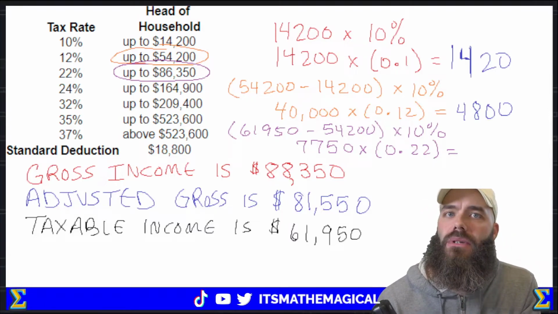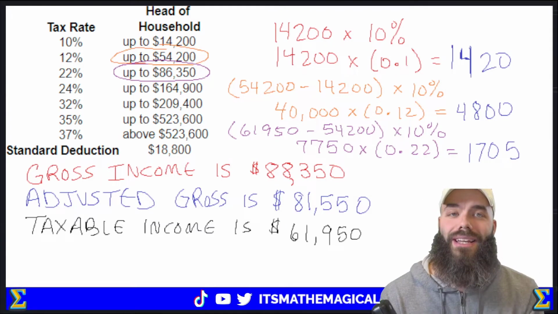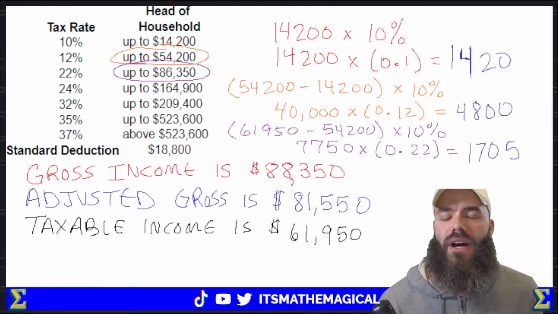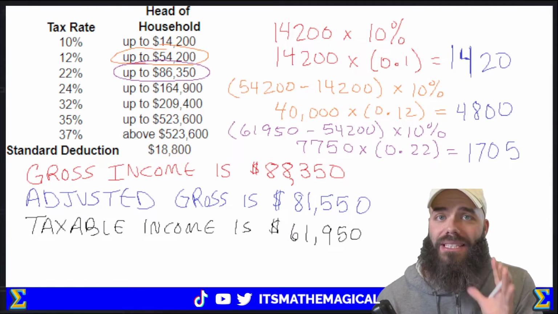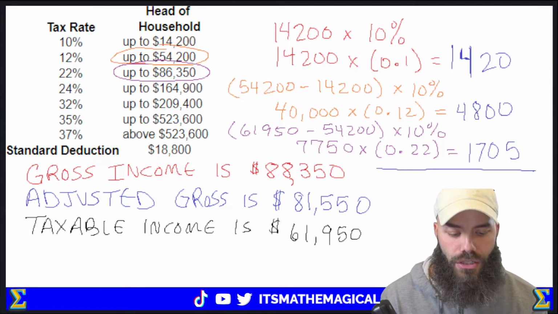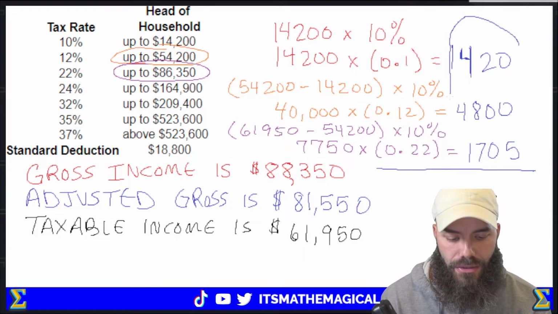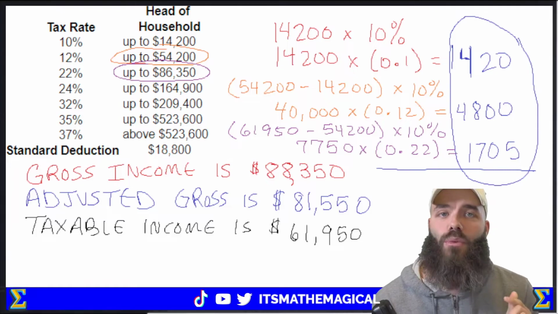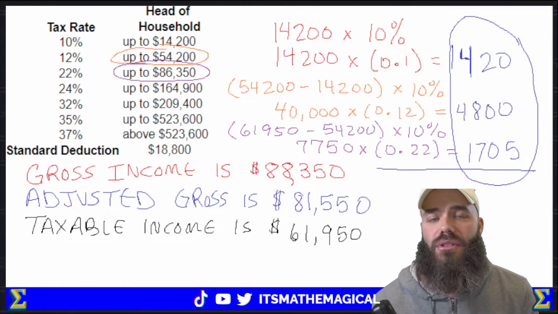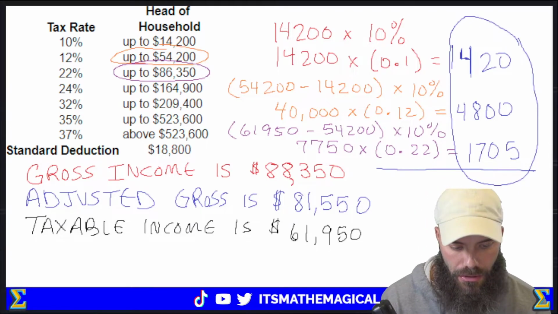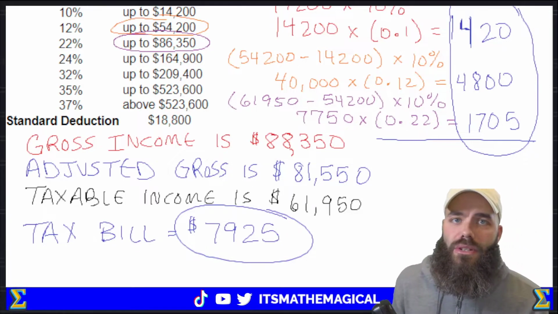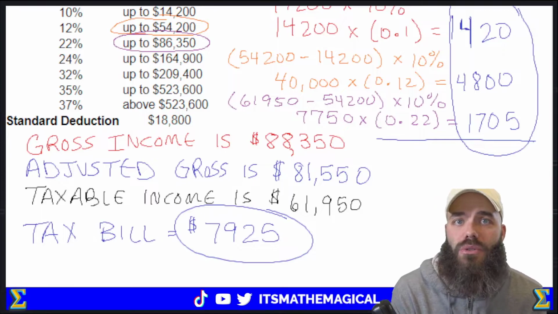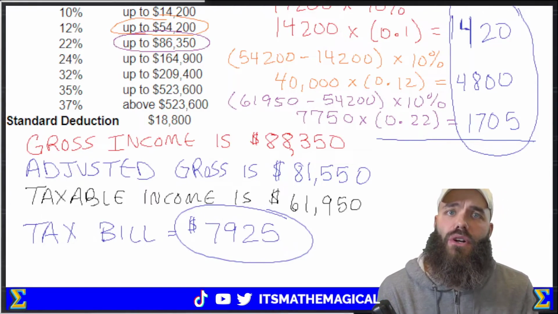So let's find out how much that is. That's $1,705. Now all of her taxable income has been taxed. So you're going to find the total here. You're going to add these three numbers, and that will be her tax bill. So let's add those numbers. Her tax bill is going to be $7,925. That's how much she owes in taxes based off of her scenario.